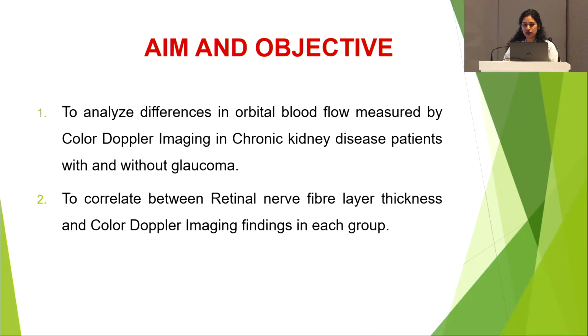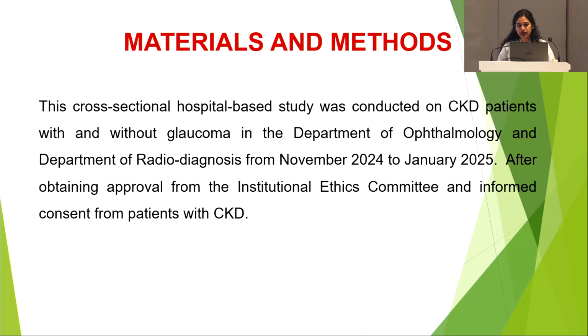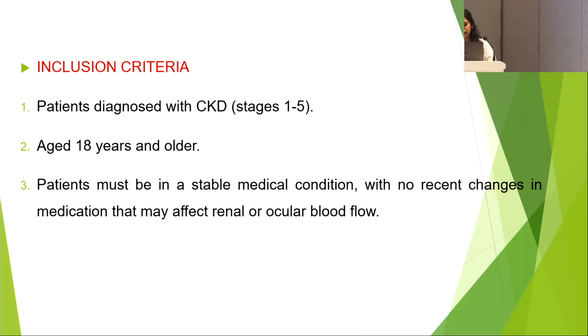My aim was to analyze the difference in orbital blood flow measured by color Doppler imaging in chronic kidney disease patients with and without glaucoma, and to correlate RNFL thickness and color Doppler imaging findings in each group. It's a cross-sectional hospital-based study conducted between November and January. My inclusion criteria were patients diagnosed with CKD stages 1 to 5, aged 18 and older.